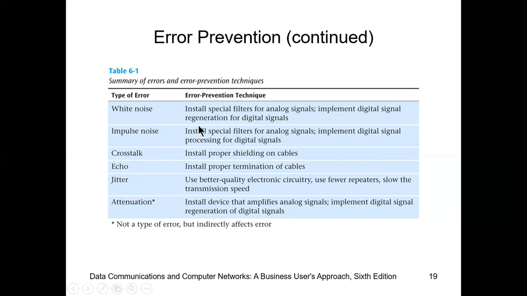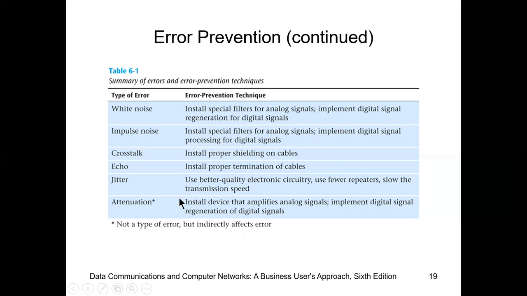So if there is noise in analog, you might filter the signal. If you're working with the digital signal, it's better you provide the means of regenerating the signal because that signal is lost. Then the impulse noise, again with analog, install filters that are supposed to remove the noise. But for the digital signal, you must be able to have high quality processing signals to avoid impulse noise.